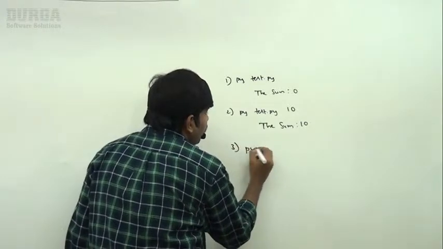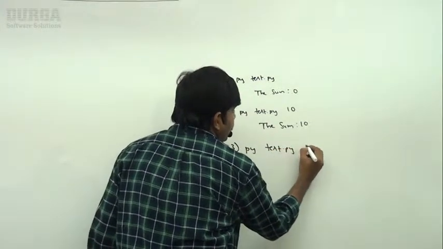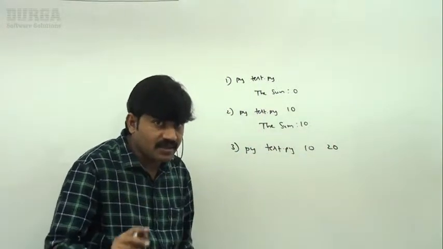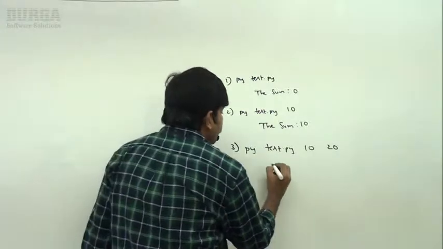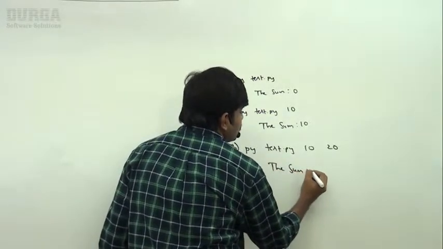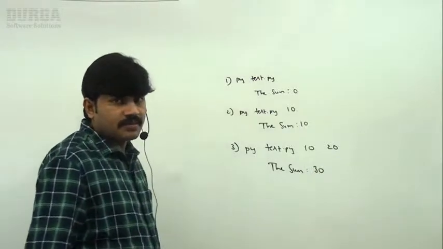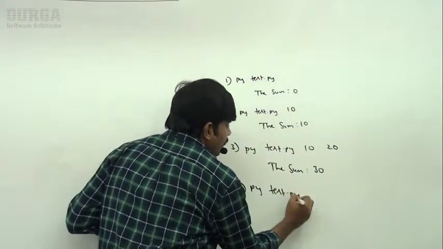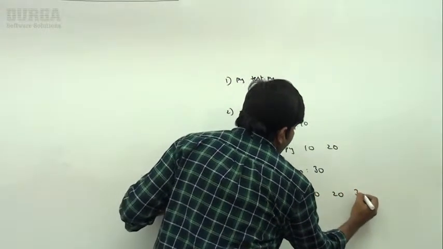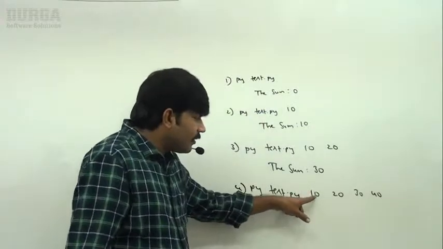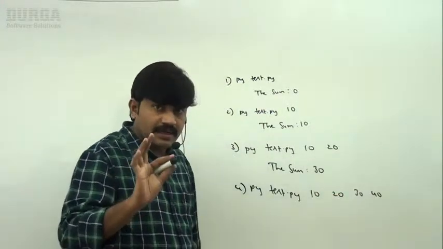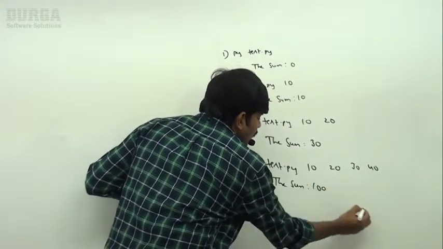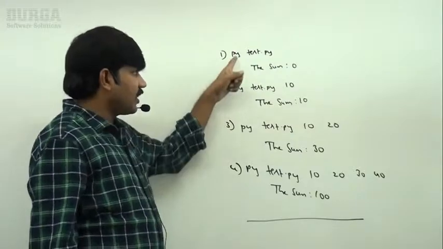Next, py test.py 10, 20 I am passing. Are you getting? 10 and 20. Two numbers I am passing as command line arguments. Now my expected output is the sum is 30. Are you getting? The sum is 30. Next, py test.py 10, 20, 30, 40 I am taking, sir. So 10 plus 20 plus 30 plus 40 is 100. Now the sum is 100 we are going to get. Everything is clear for all, friend?